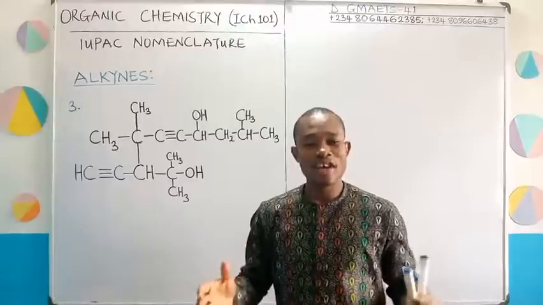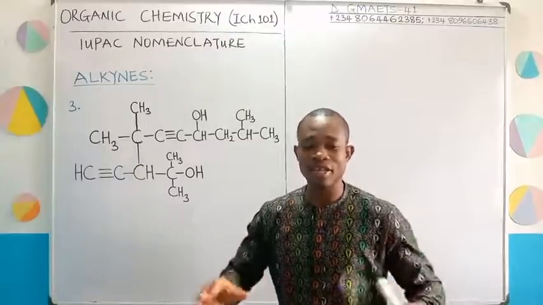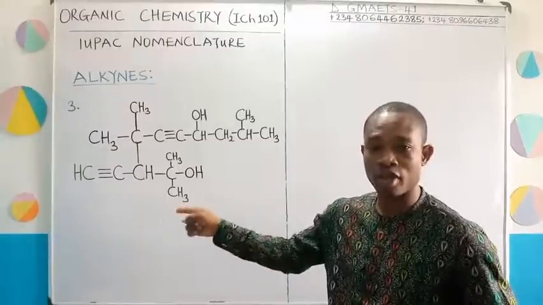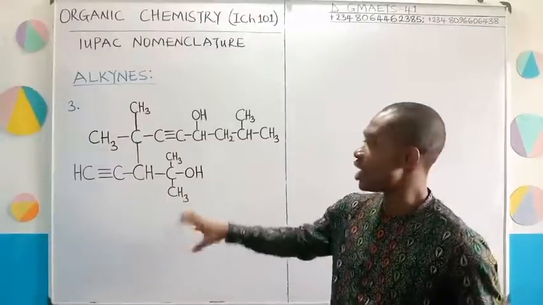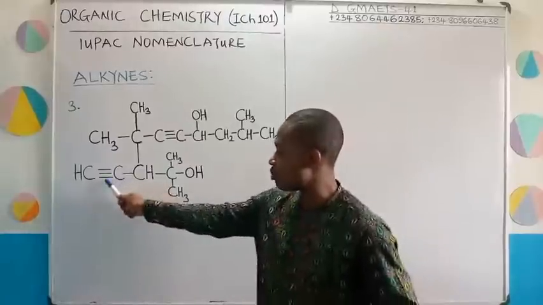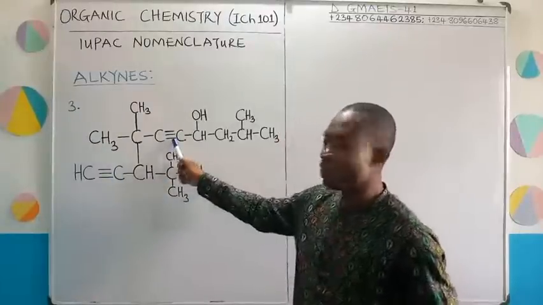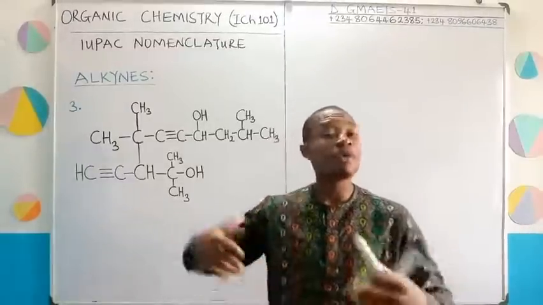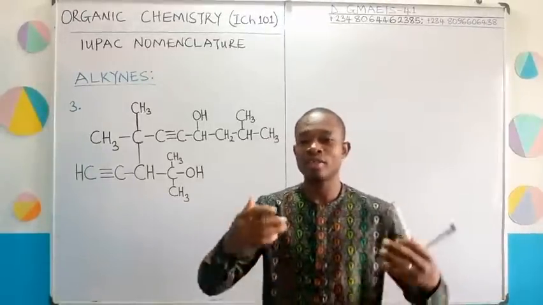And as we look at our 3rd structure, this is clearly an alkyne, because of course the functional group triple bond is there, indicating that this structure is an alkyne. We have this triple bond. We have another triple bond here. Good, 2 triple bonds. So clearly, however we name this, it will end in diyne.